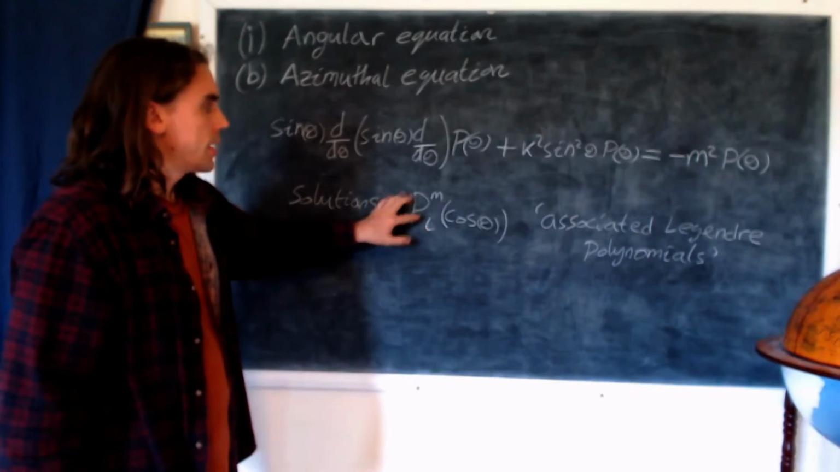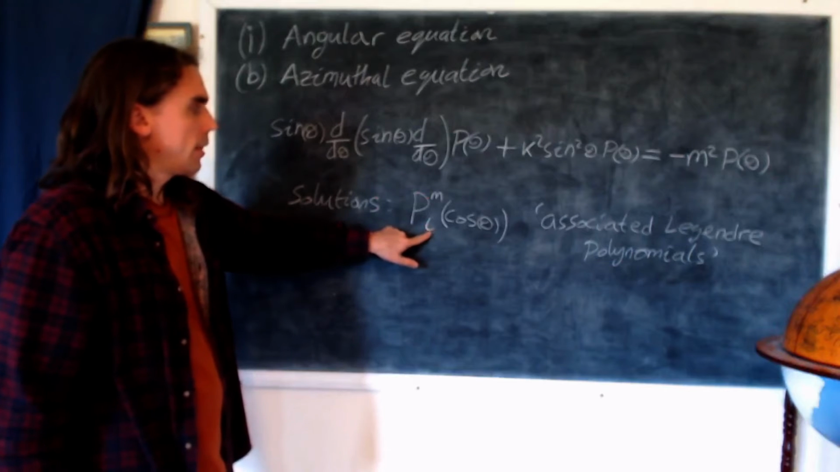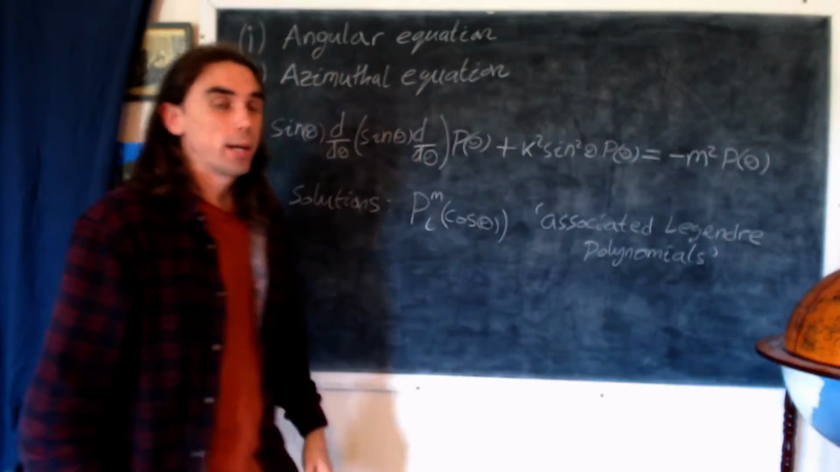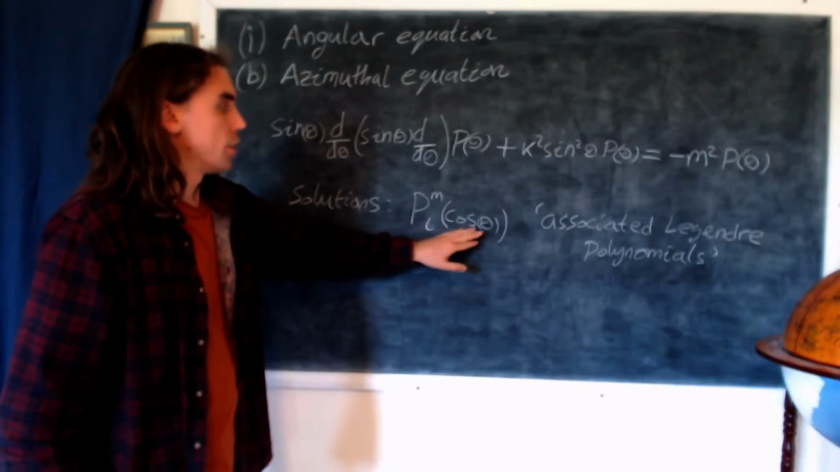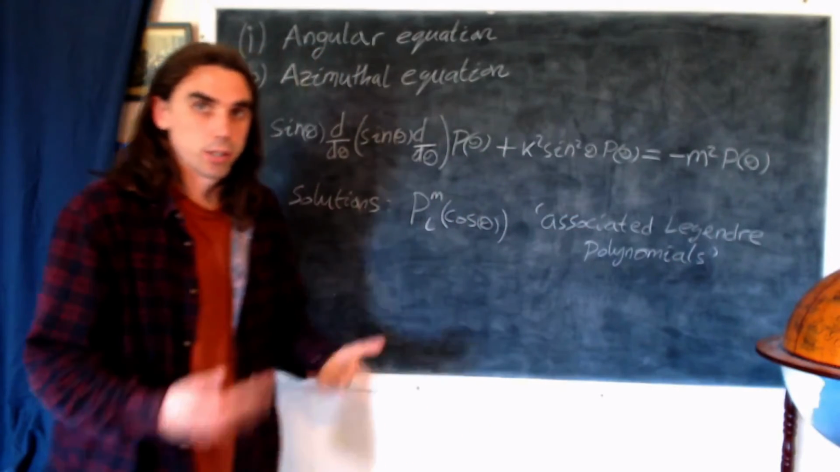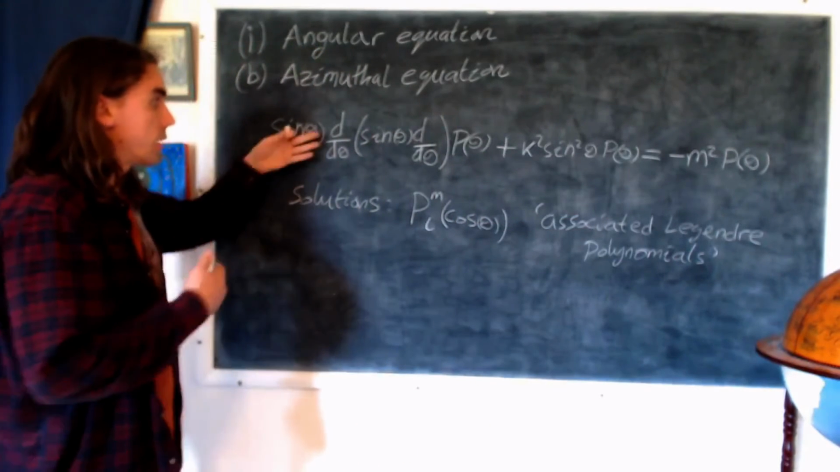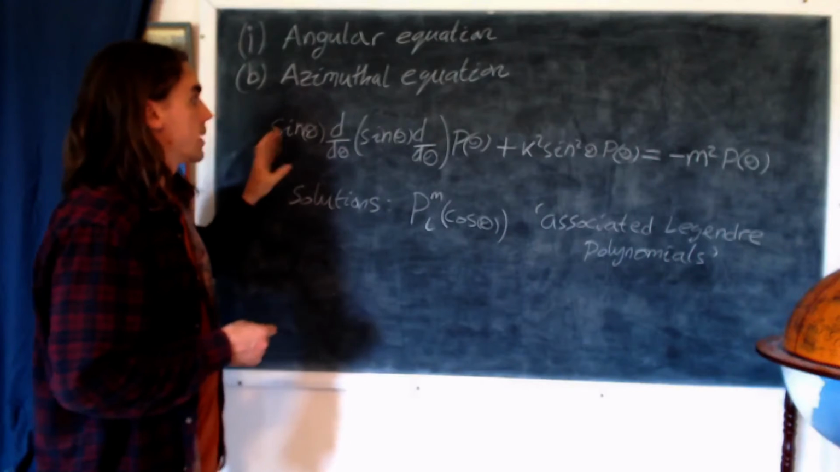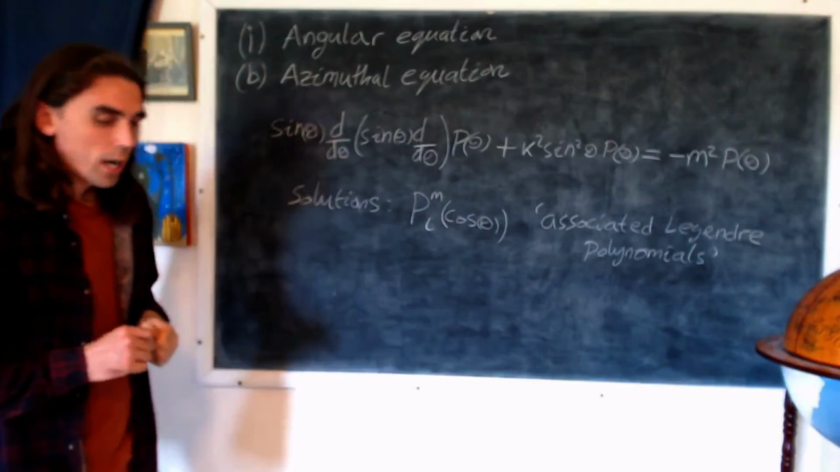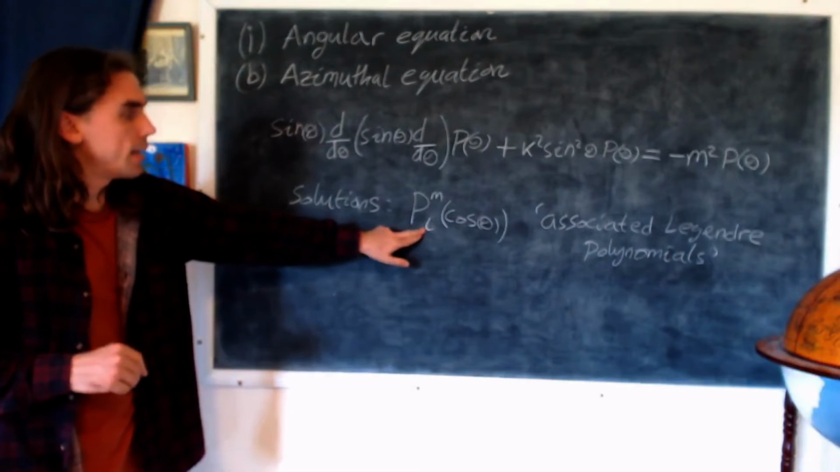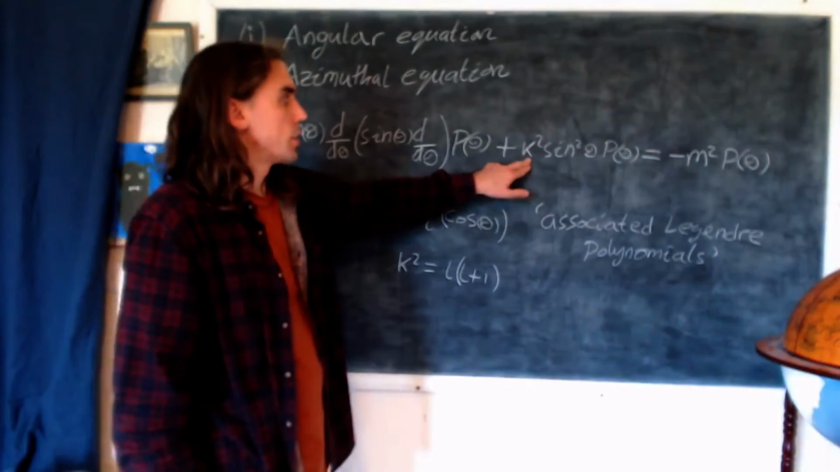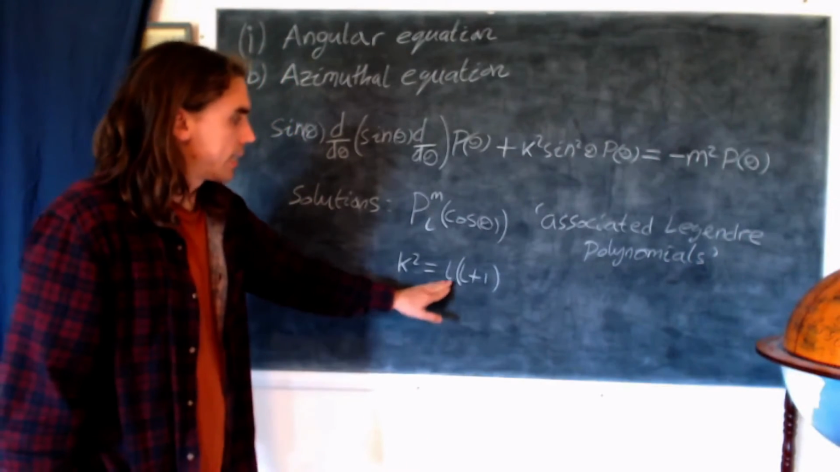We write them as P superscript m subscript L. Superscript m is the same m that we used in the polar equation, and it's a function of cos theta. And these things are called the associated Legendre polynomials, and you can look those up. It's possible to derive this solution, but really all you're doing is massaging this into a form of an equation that was previously studied. So the L here is a new quantum number. It's defined as follows. So in terms of our constant, k squared is L times L plus 1.